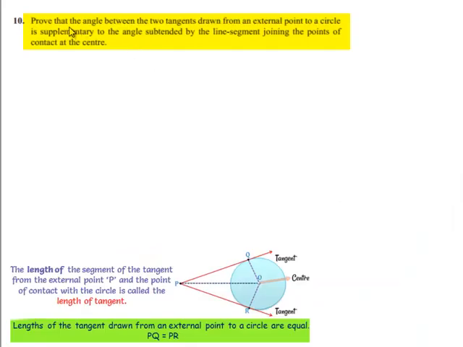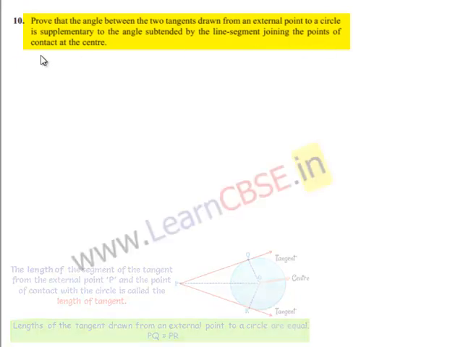Moving on to the 10th question: prove that the angle between the two tangents drawn from an external point to a circle is supplementary to the angle subtended by the line segment joining the points of contact at the center. Now moving on to the solution.